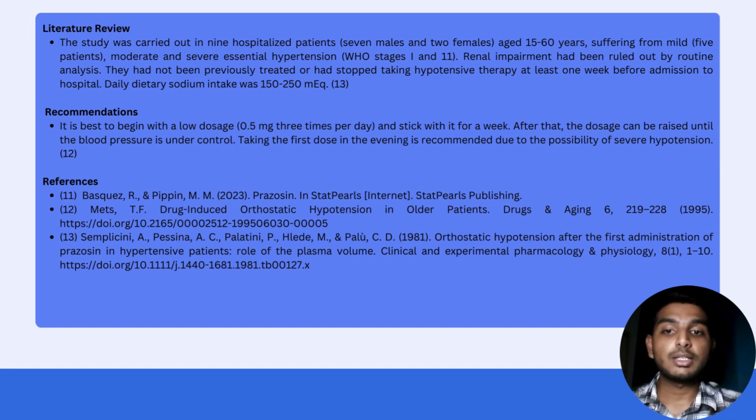microequivalents. So it is recommended that it is best to begin with a low dosage, which means 0.5 mg 3 times per day, and stick with it for a week. After that, the dosage can be raised until the blood pressure is under control. Taking the first dose in the evening is recommended due to the possibility of severe hypotension.